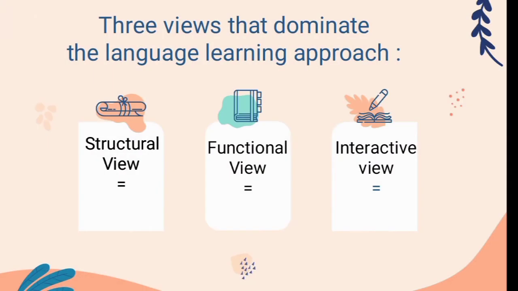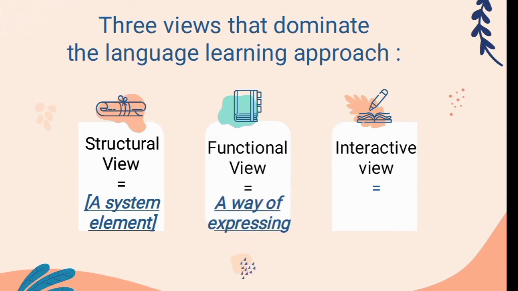There are also three views that dominate the language learning approach. The first is the structural view, language as a system of elements that is structurally tied to the meaning of code. Then the functional view, language as a way of expressing to achieve certain functions. And the last is the interactive view, language as a bridge in the creation and maintenance of social relationships.